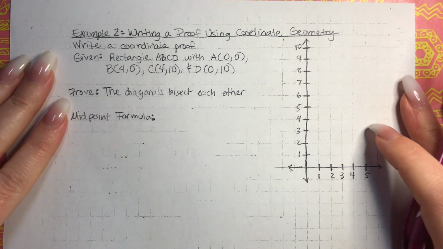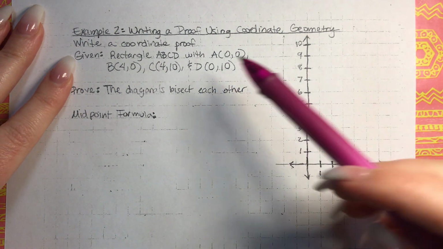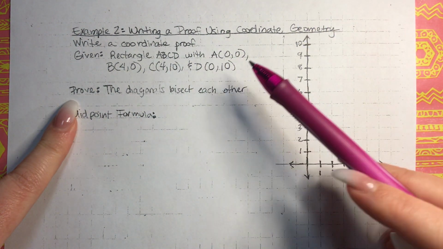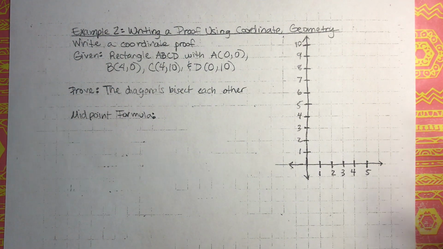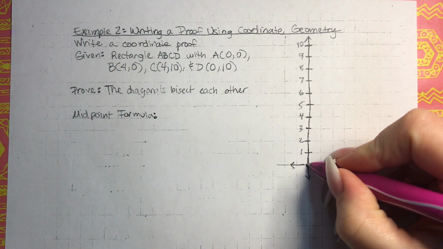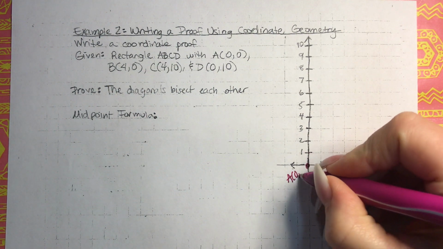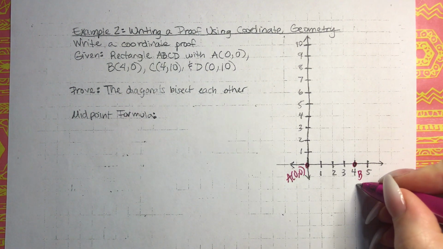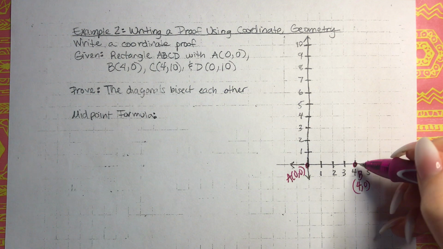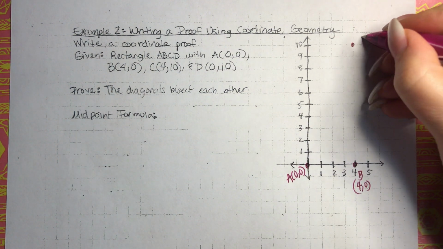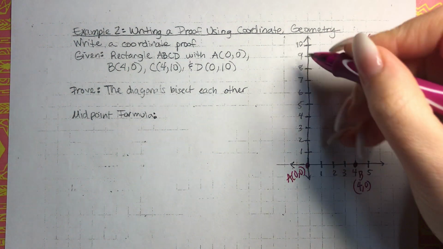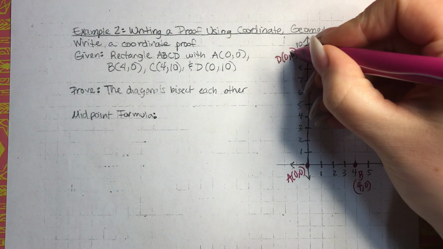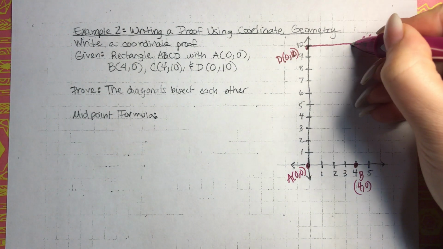Okay, so we are going to write a coordinate proof given rectangle ABCD with these vertices, and what we need to prove is that the diagonals bisect each other. First I'm just going to plot my figure here. This is A, 0, 0. Then we have B, which is 4, 0. Then we have C, which is 4, 10. And then D, which is 0, 10. Okay, now we just make our figure.